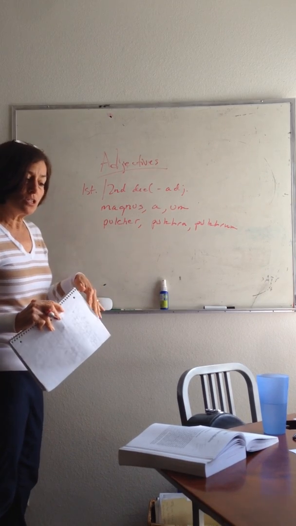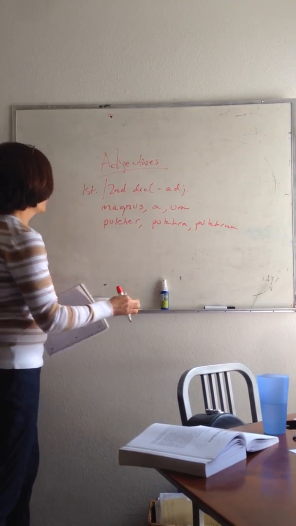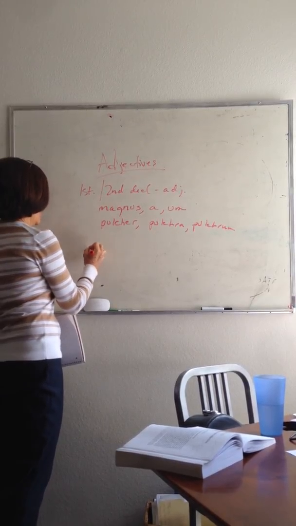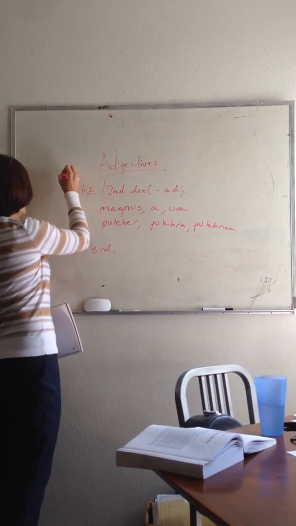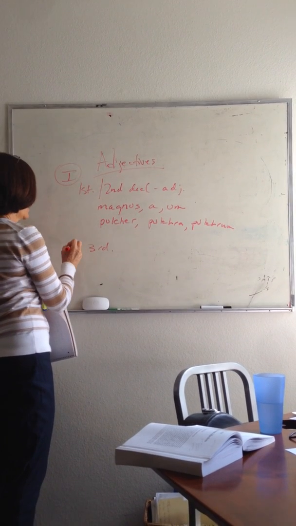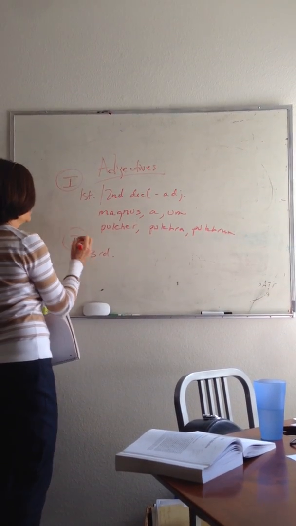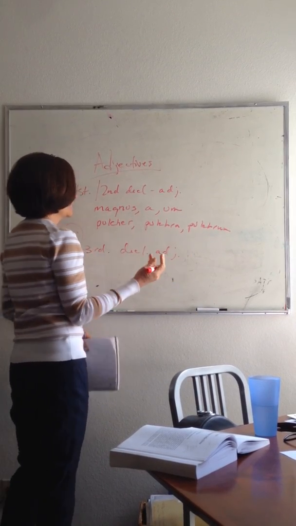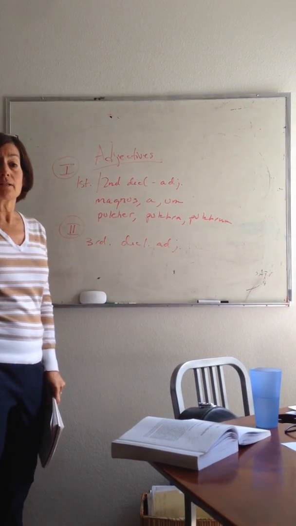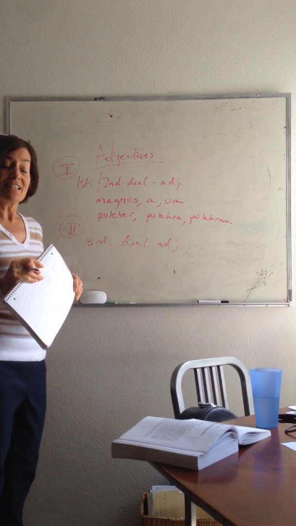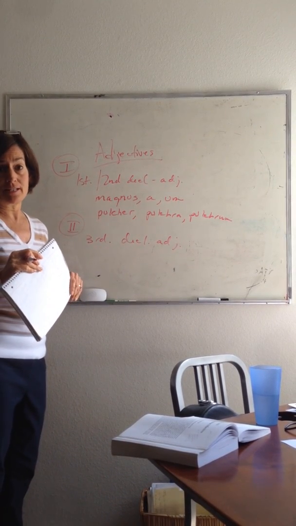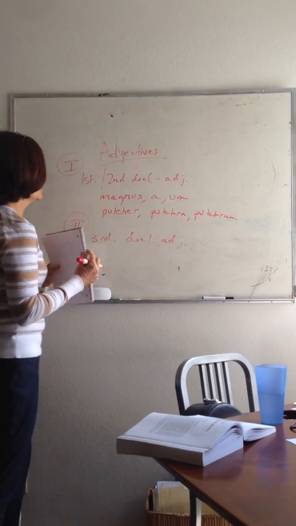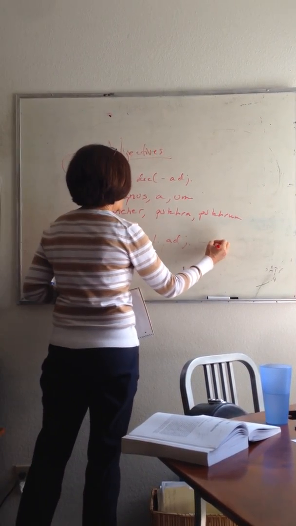So what they're presenting to you in chapter 16 are third declension adjectives. All adjectives in Latin fit in either one of these two groups: first, second declension adjectives or third declension adjectives. Now, as you might expect, your third declension adjectives are going to decline using third declension case endings. Specifically, they're going to be using third declension I-stem endings.